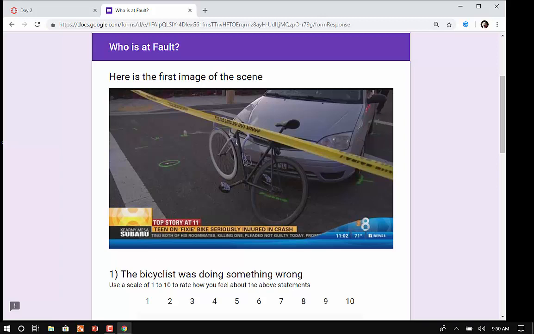Okay, so the question is who is at fault? That's the initial thing: we're looking for blame here. That's the whole point of this experiment, to look at who's at fault. And so immediately you read, teen on fixed seat bike seriously injured in crash. The title says killed in crash, or injured in crash, sorry. But there's a couple of words in here.